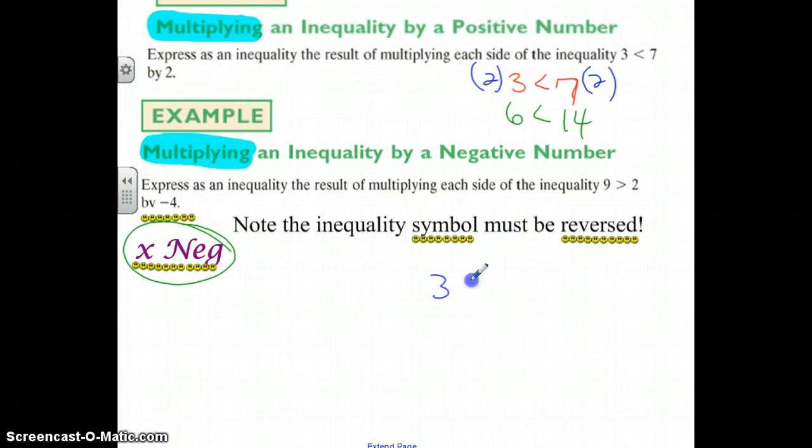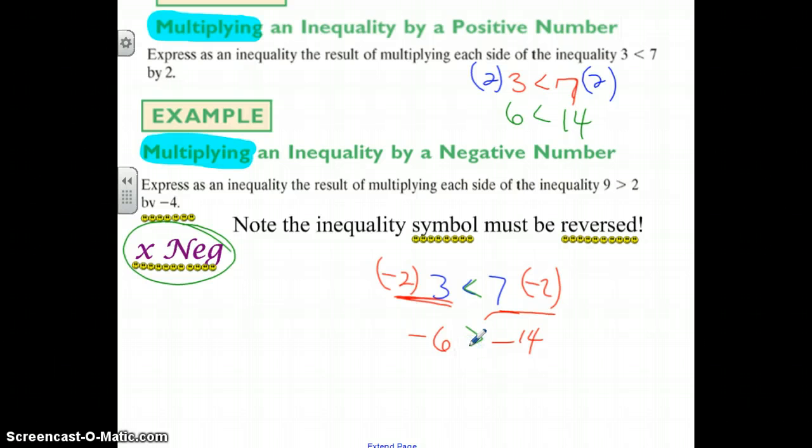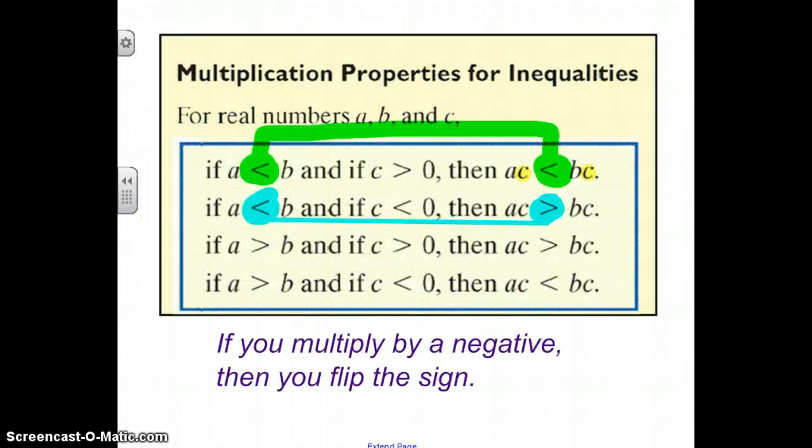Let's start with that 3 is less than 7 again. But if I multiply this time by a -2, watch what happens. I get -6 over on this side, and on this side I get -14, and this time I need to flip the inequality sign. The less than sign goes to a greater than sign, because -6 on a thermostat is actually higher than -14. So if I think about 0 degrees being here, -6 is a higher temperature. It's a greater temperature than -14.